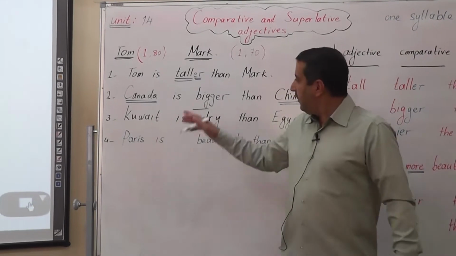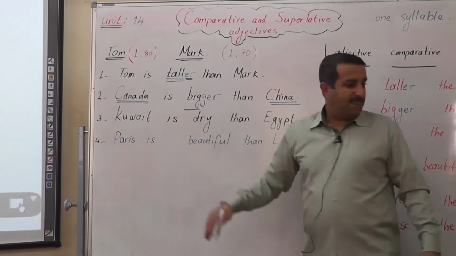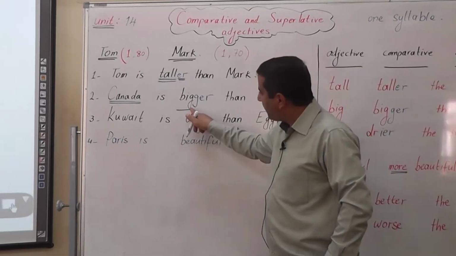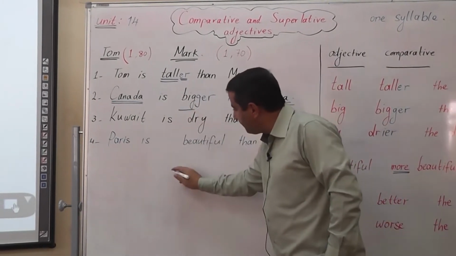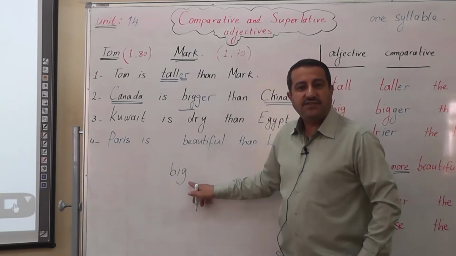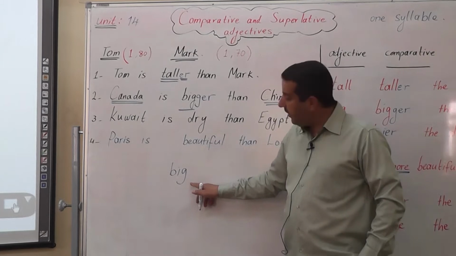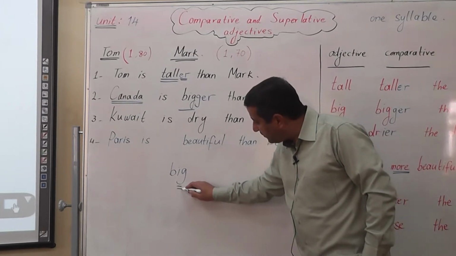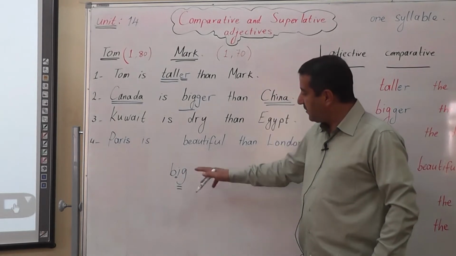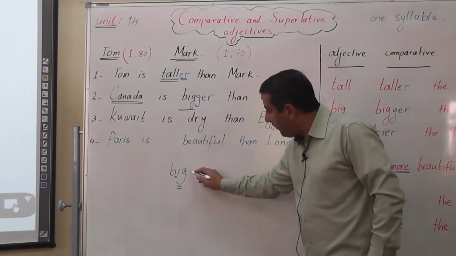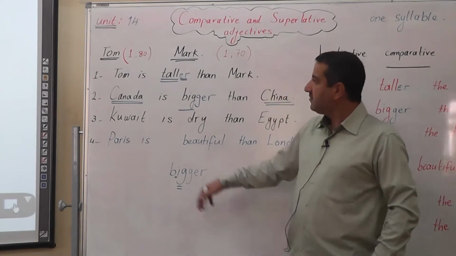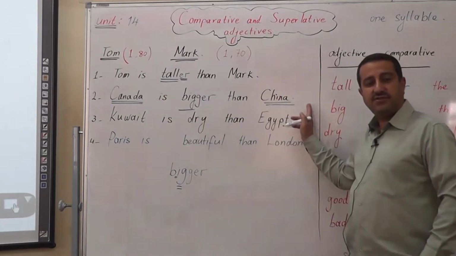We add ER to the adjective big. As you can see, we doubled the last consonant in the adjective big. Why? Because this is an adjective that has one syllable only. It ends with a consonant and it is preceded by a vowel. So in this case, when we add ER, we double the last consonant, bigger. So we say Canada is bigger than China.